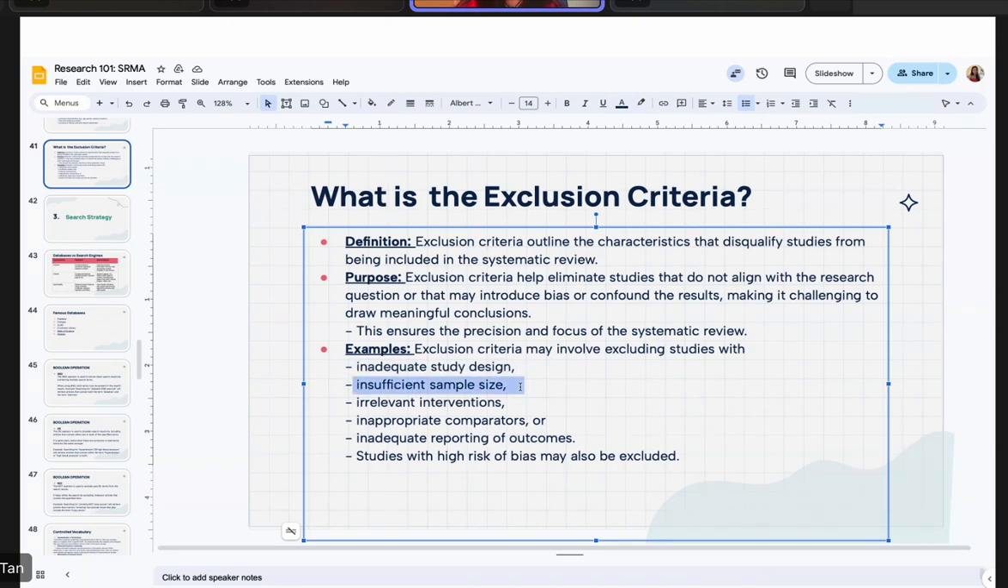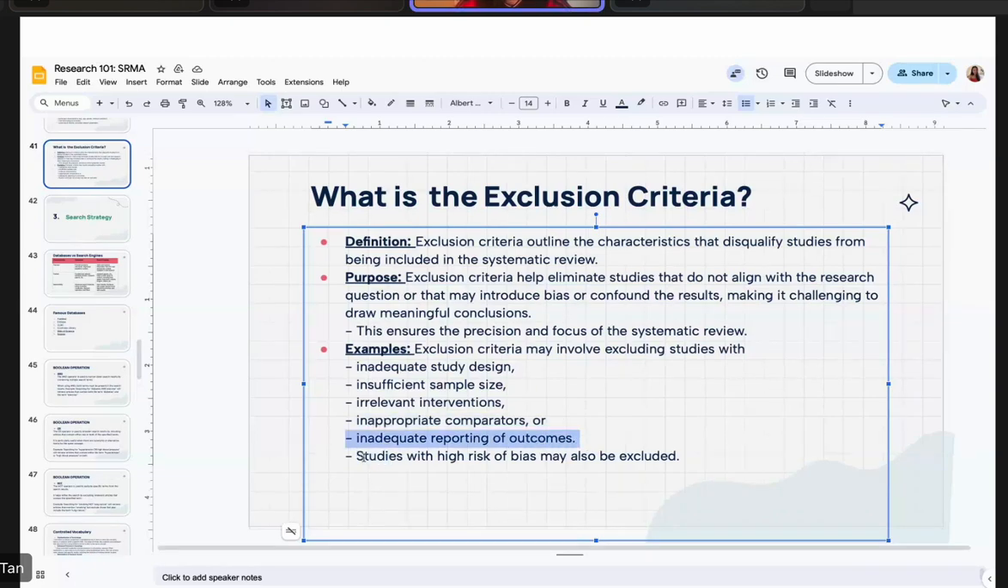Insufficient sample size. How many patients in each study would you accept? That would be the number of patients in each study. So if you say, I want a minimum sample size of 10 patients, and a study has 8 patients, then you do not include it. You have irrelevant interventions, so if you're looking at dietary interventions, you do not want to look at drug interventions. That would be excluded. Inappropriate comparators, so if you're comparing it to other dietary interventions, then you don't want to look at other drugs or placebo.